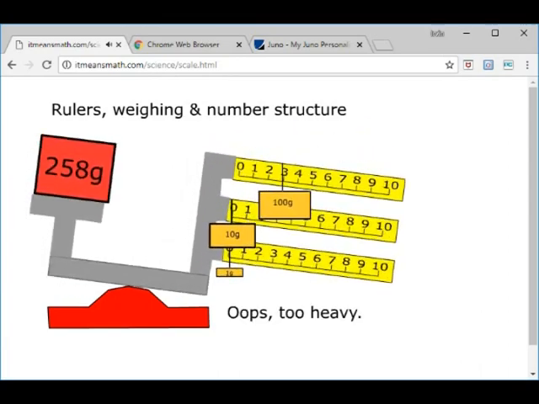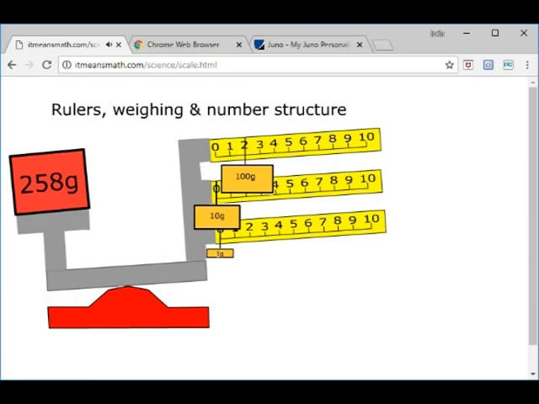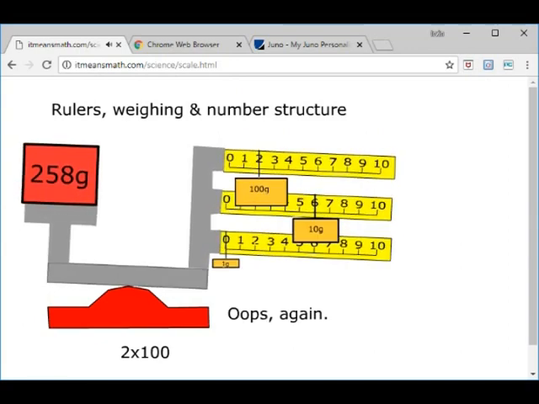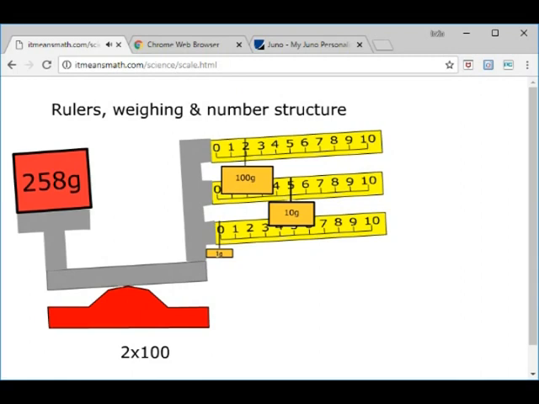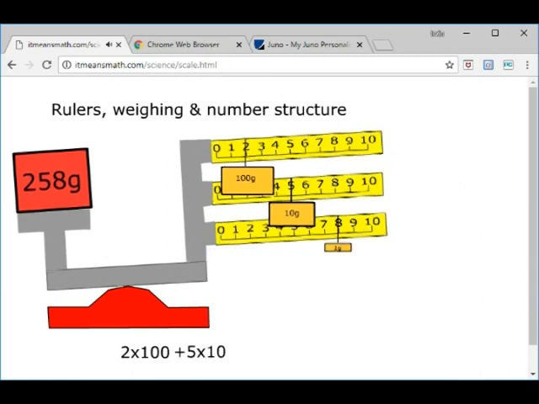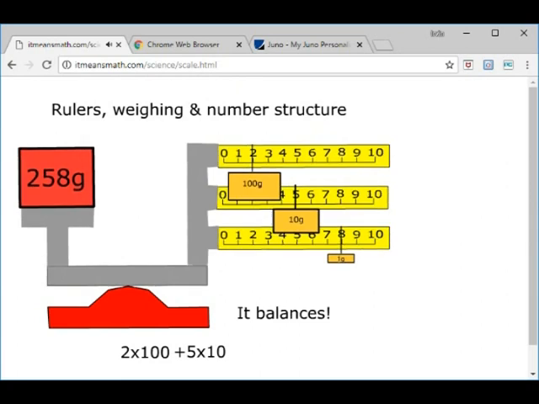We move the 100-gram weight to position 3. Oops, too heavy. We move it back to the 2 and record 2 times 100. Now we move the 10-gram weight to the 6. Whoops, again. We move it back to the 5 and record 5 times 10. Now we move the 1-gram weight to the 8. It balances. We add the 8 times 1.